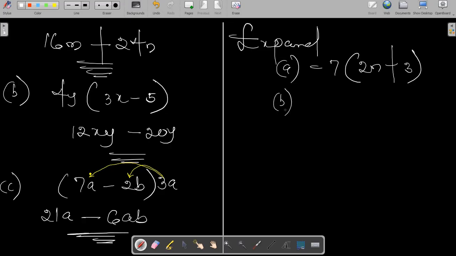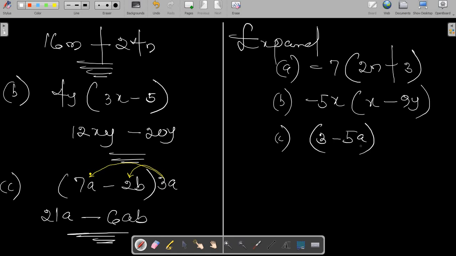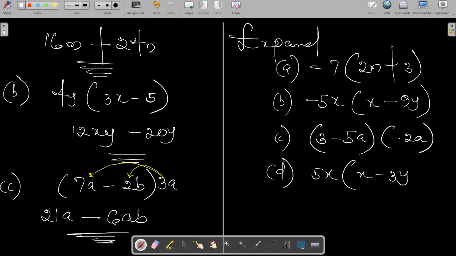Let me take another one again. B, which is minus 5x into bracket x negative 9y. Then the last one, C, we have 3 minus 5a into bracket negative 2a. Without wasting much time, let me add one more to it. This is 5x into bracket x minus 3y, and this is plus 7x.